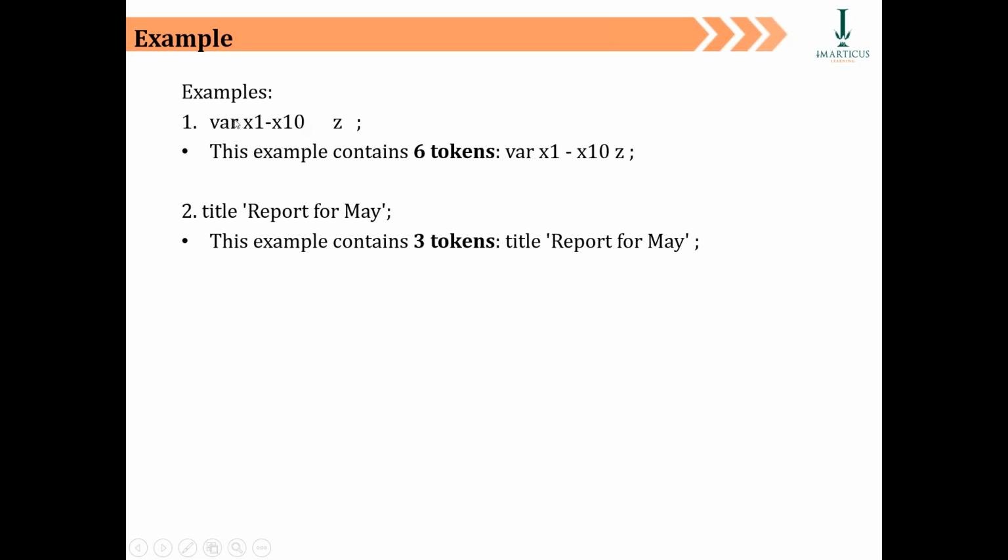So I am not considering 2. var is 1, x1 is 1, dash is 1, 2, that becomes 3. Okay, x10 is 1, then there is a space, and then there is a z. So including that, yes. That's why I told you there is a space. Okay sir, I got it.